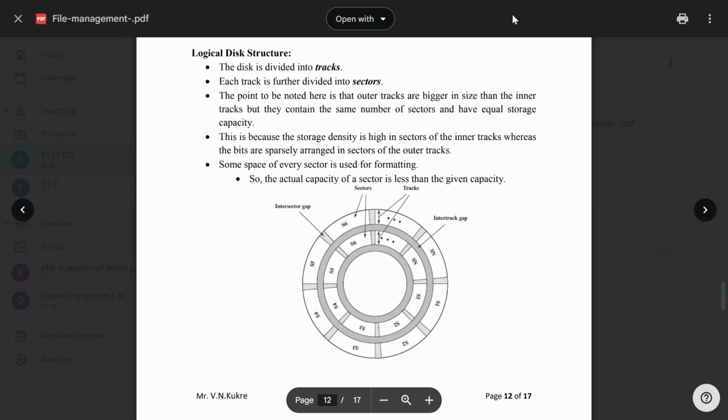Some space of every sector is used for formatting. So the actual capacity of a sector is less than the given capacity. Some space is utilized for the formatting, and that's why the actual capacity is lesser than the given capacity.